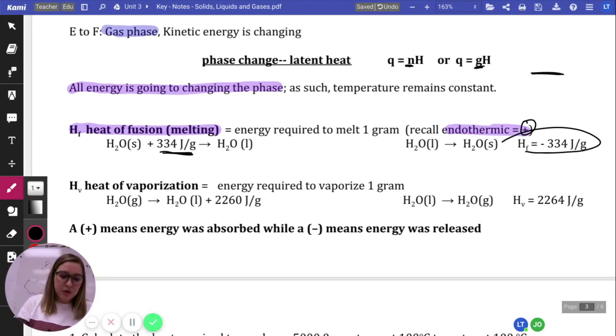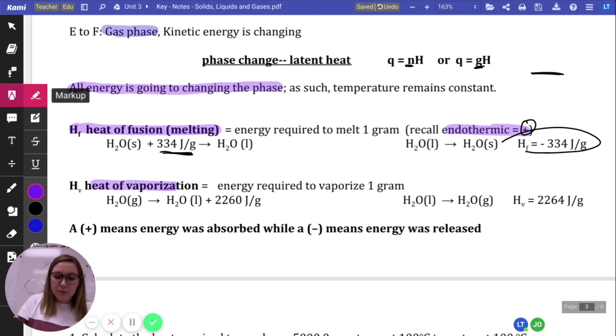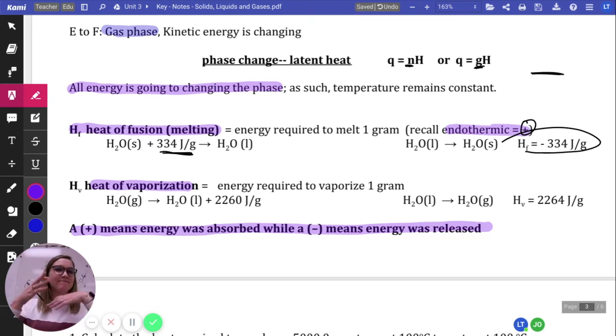And then same thing with heat of vaporization. If you're going from a liquid to a gas, liquids don't move very much. Gases move a lot. So we have to put that energy in. So that's going to be endothermic, and our heat of vaporization will be positive. But if I'm going from a gas to a liquid, it's going to release energy. So it's going to be exothermic, so it's going to be negative. Hopefully that makes sense. But basically, to sum that up, if you have a positive change in energy, it's absorbed, while a negative means energy is released.